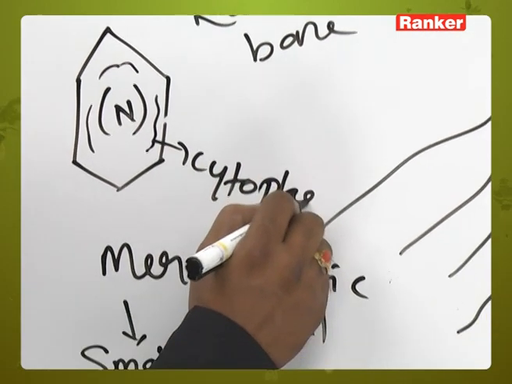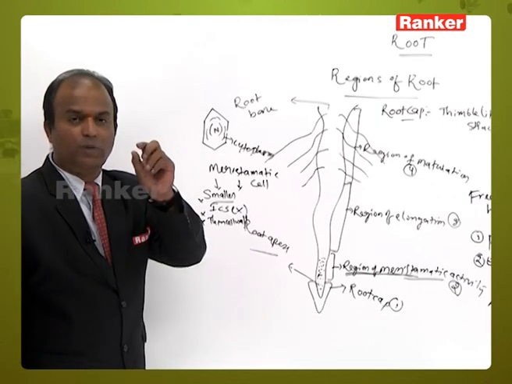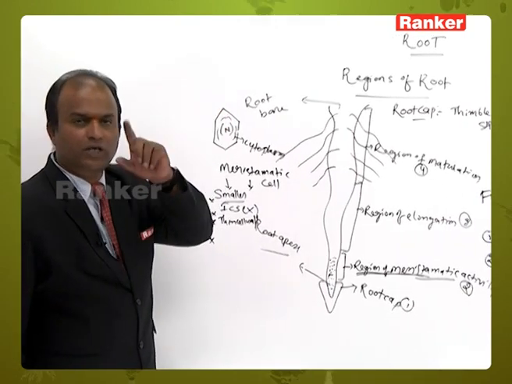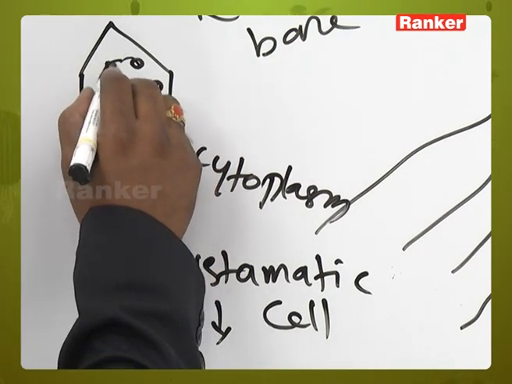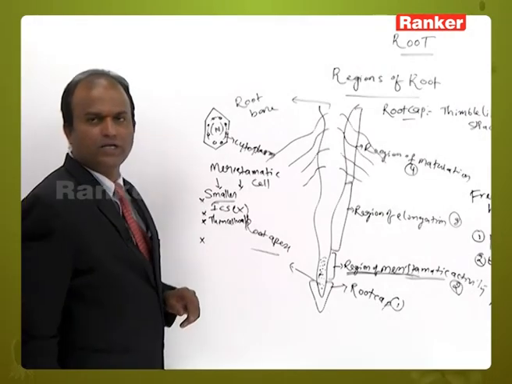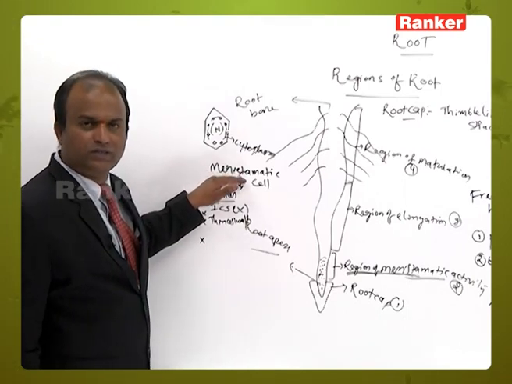Surrounding it shows which one? Cytoplasm. In the cytoplasm, whether it is showing smaller vacuoles or bigger vacuoles, it shows smaller vacuoles. Once again, listen here. What are the characteristic features of the meristematic cell?